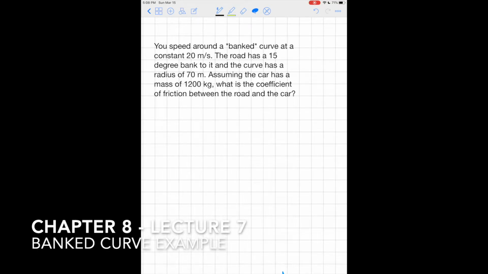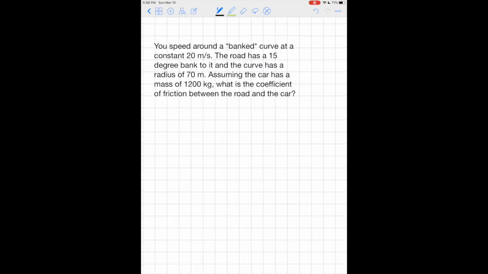Hi folks, we are on our last example problem for the chapter, and this is a banked curve problem, which is a little tricky. The problem states you speed around a banked curve at a constant 20 meters per second. The road has a 15-degree bank to it, and the curve has a radius of 70 meters. Assuming that the car has a mass of 1,200 kilograms, what is the coefficient of friction between the road and the car?